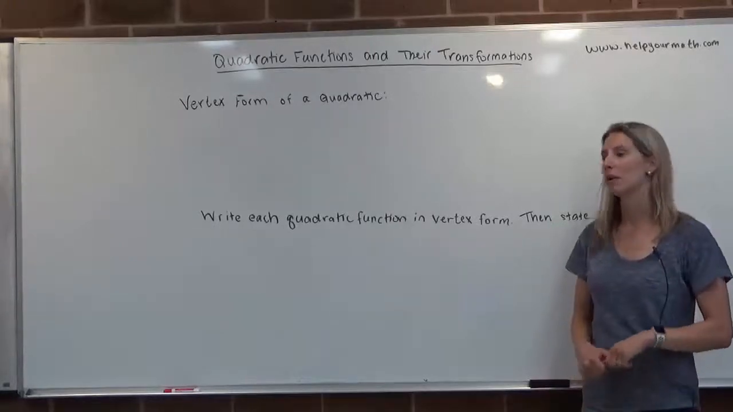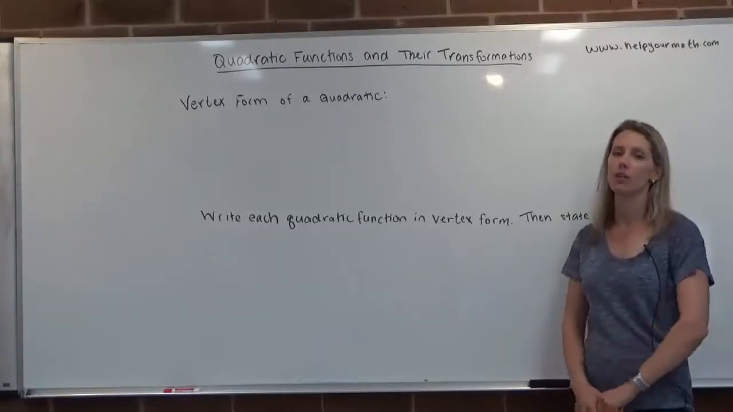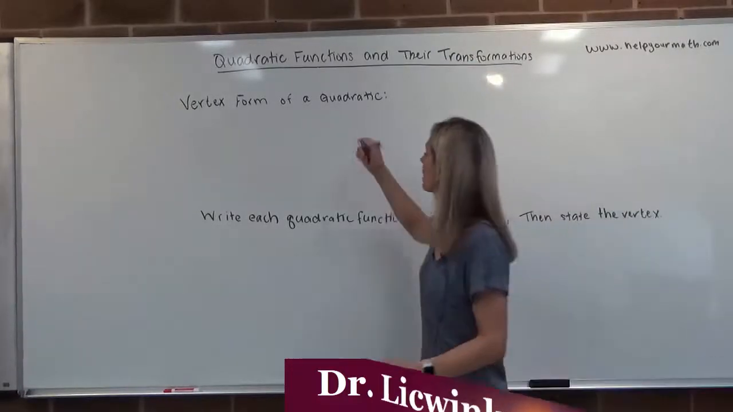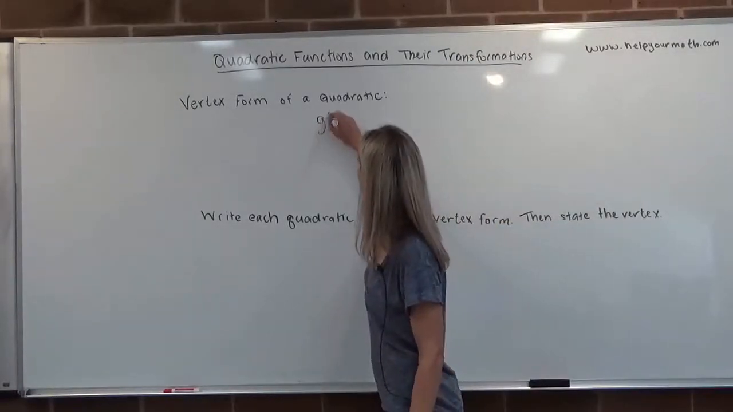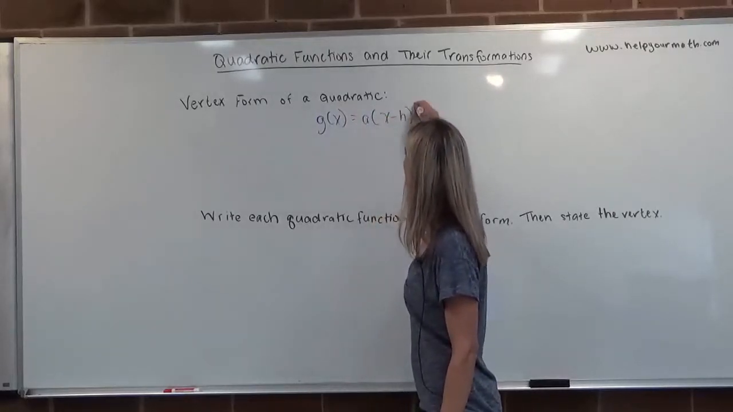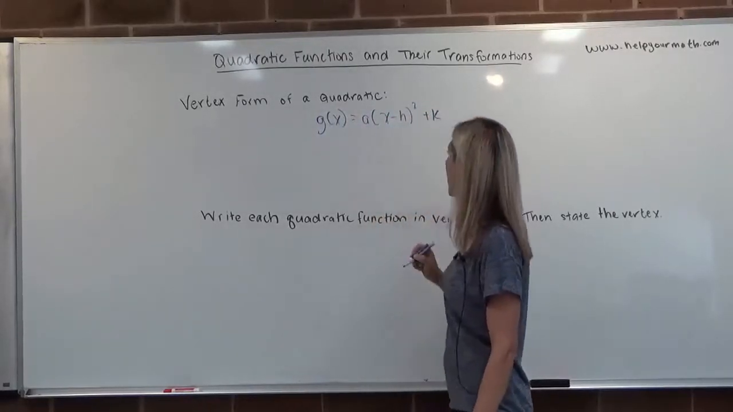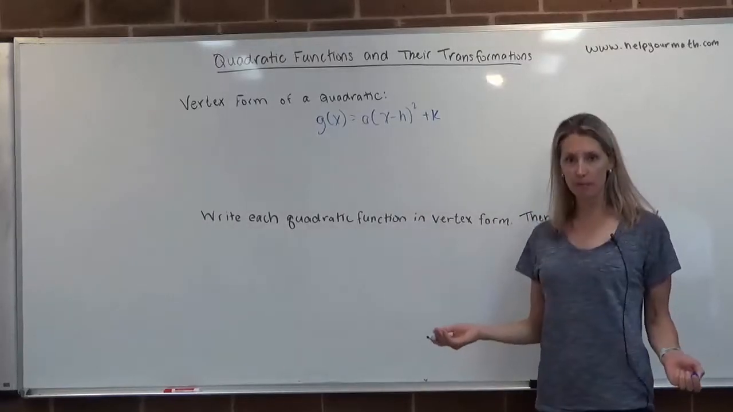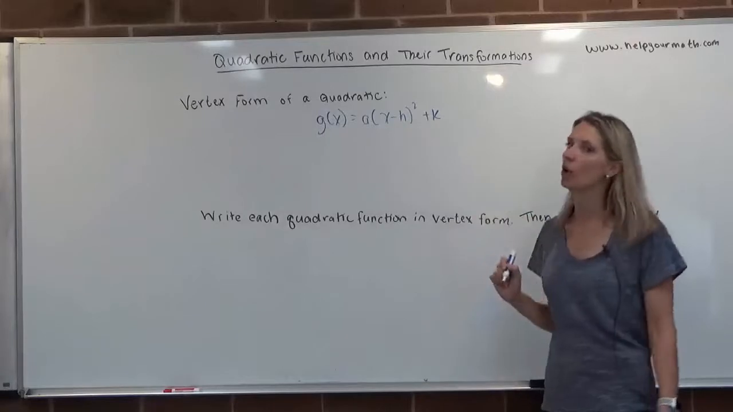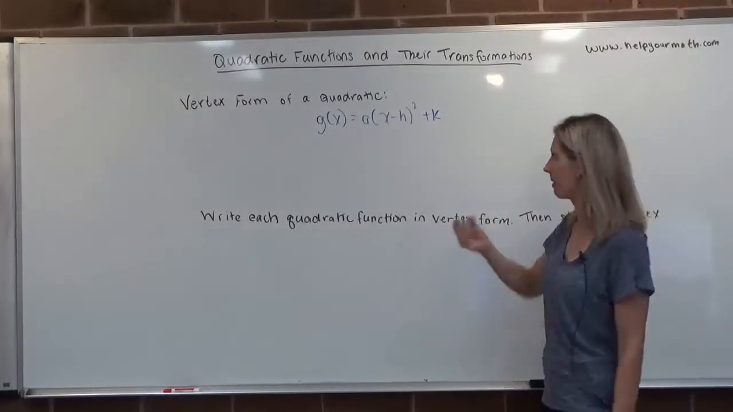In this video, we're going to talk about rewriting quadratic functions to be in vertex form. So first, let's review vertex form. Vertex form of a quadratic is when we write g of x is equal to a times (x minus h) quantity squared plus k. And the reason it's called vertex form is because the coordinates h comma k would tell us the coordinates of the vertex of that parabola.